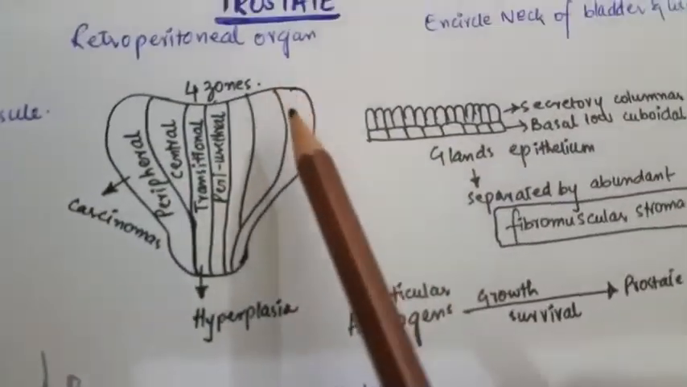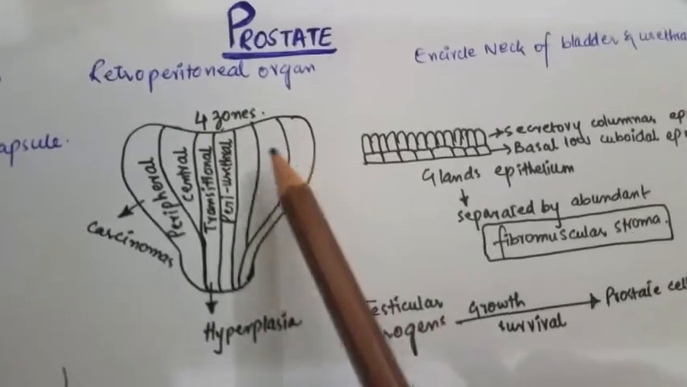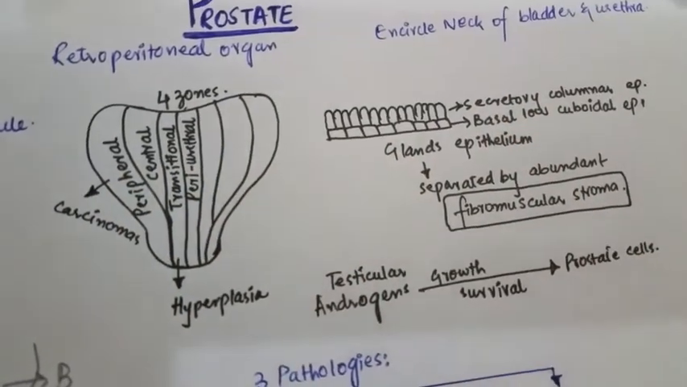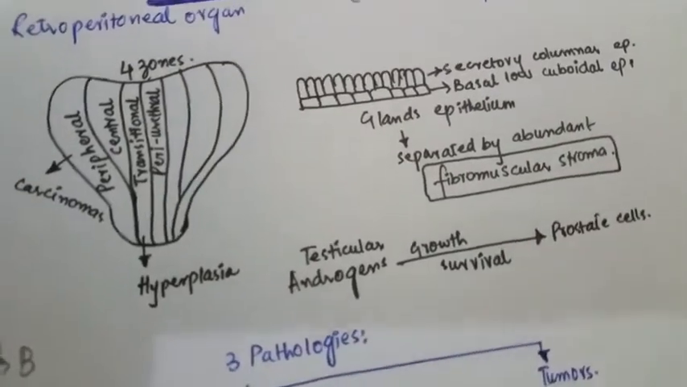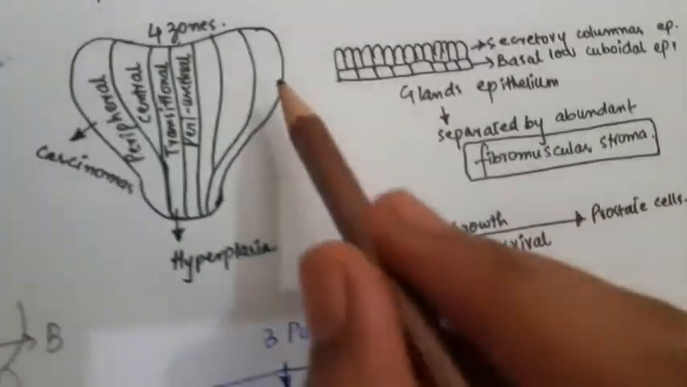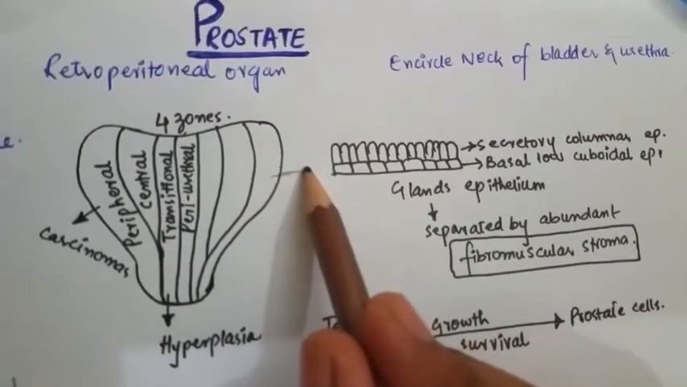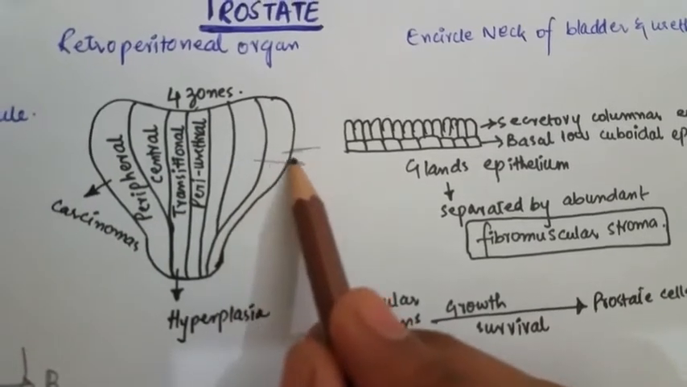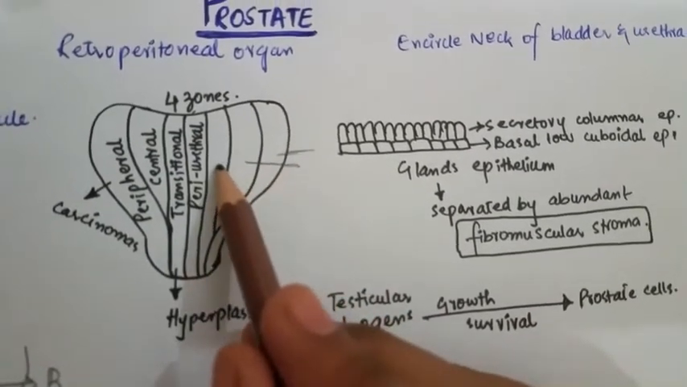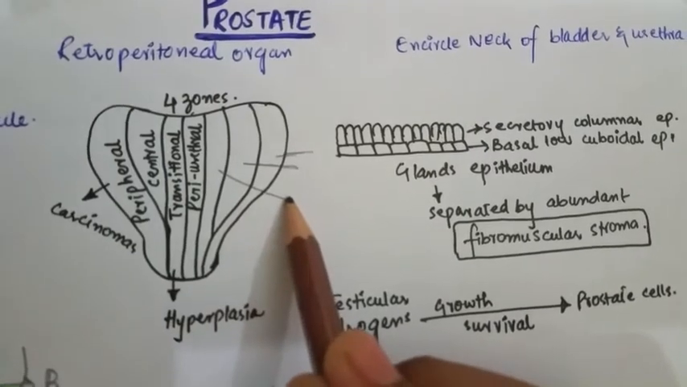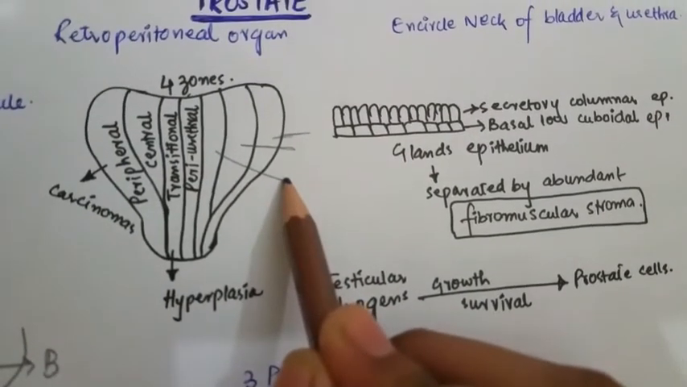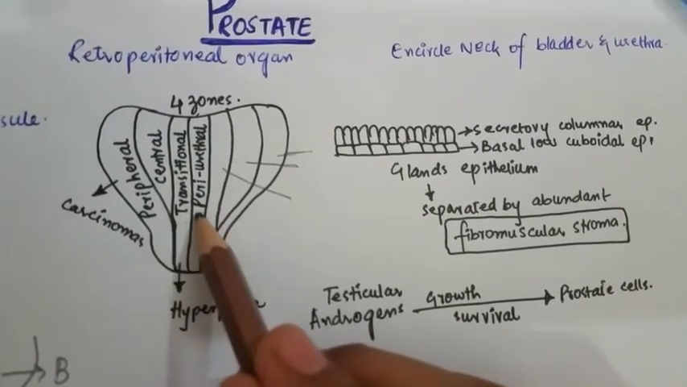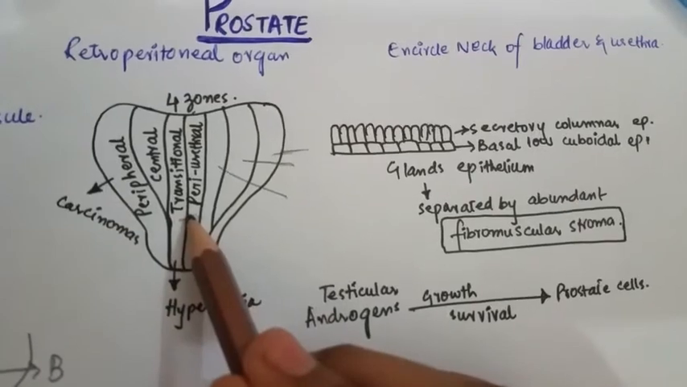Okay, now come to the zones of the prostate. It has got 4 zones or 3 zones. In some books it's written 4 zones and in some books it's written 3 zones. The outermost zone is the peripheral zone. Next to the peripheral zone is the central zone. Next to the central zone is the transitional zone, and proximal to the urethra is the periurethral zone. The periurethral zone and the transitional zone are almost the same zone histologically.